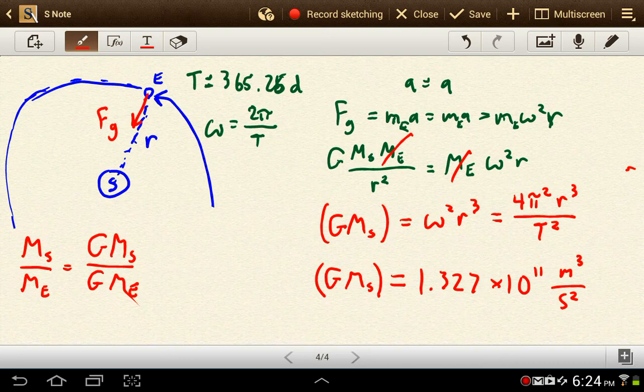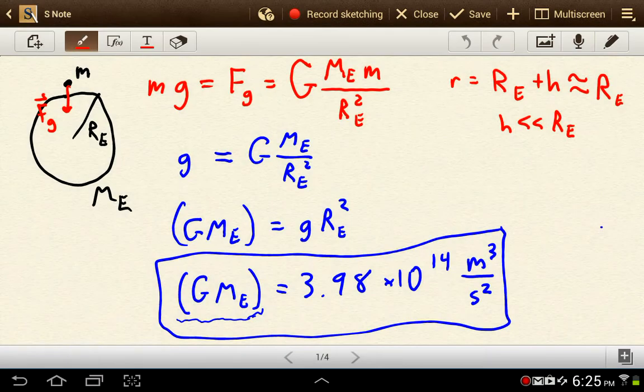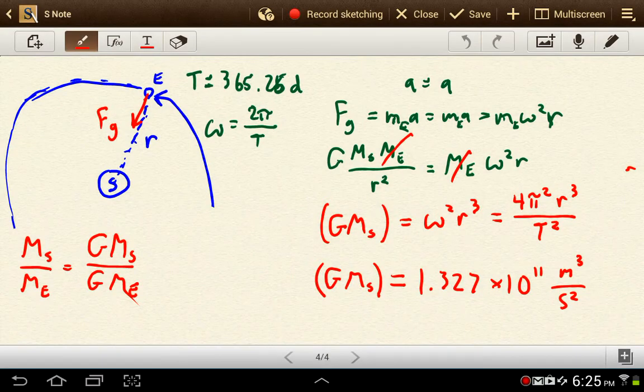Okay, so anyway, I'm going to take what I just found here. To be clear, we knew GME from previous problems, right? Here, this here is GME. Now we go to here and we take this and divide it by 3.98 times 10 to the 14th. And, oh my god, no, that's way wrong. What did I do wrong here? I must have gotten my millions of kilometers and my thousands of kilometers messed up. That's what I did.